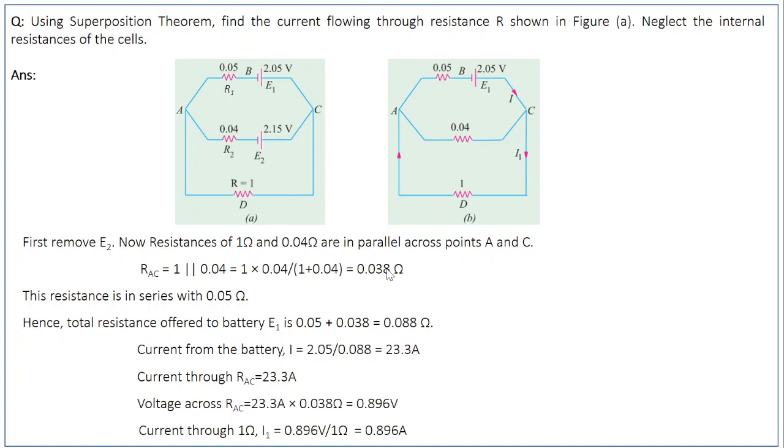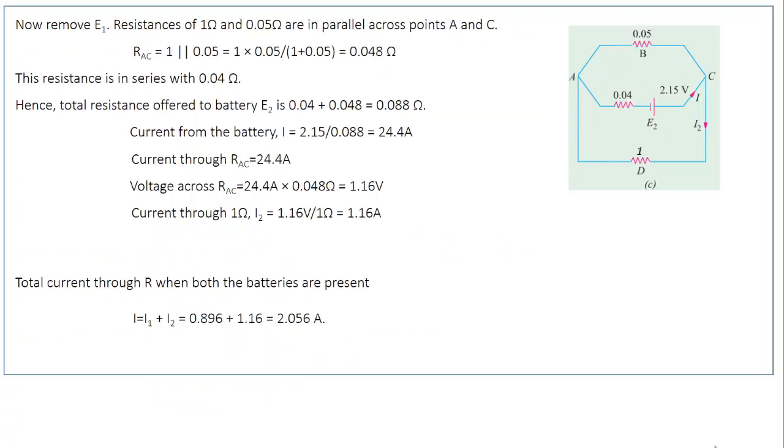In the same way, now you can remove E1, reinstate E2, and calculate the current through the resistance. Follow the same procedure. If you look at the terminals A and C, R1, which is 0.05 ohm, and R, which is 1 ohm, are parallel. So RAC is now 1 parallel 0.05, which is around 0.048 ohm. Now this RAC is in series with R2, which is 0.04 ohm. So the total resistance experienced by the battery is 0.088 ohm. The net current from the battery is total voltage divided by total resistance, which is around 24.4 ampere. This is going to flow through RAC.